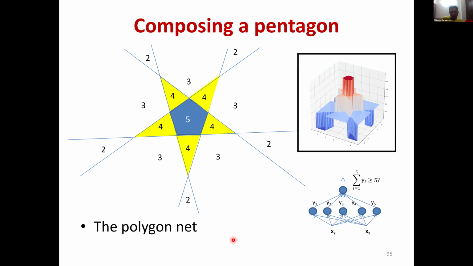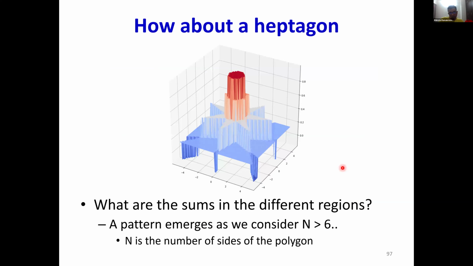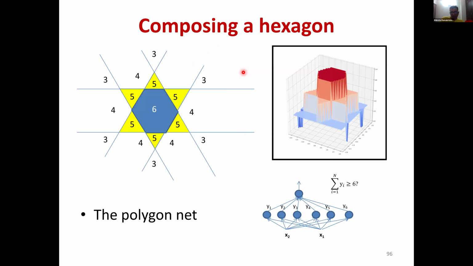Okay, so here it is for heptagon. The sum is 6 here, 5 in these regions, and eventually it goes down to 3. Here it is for a heptagon. What do we observe about the regions where the sum is not n, sum is not 7? So Mahati, yeah. You see the regions where the sum is 4?